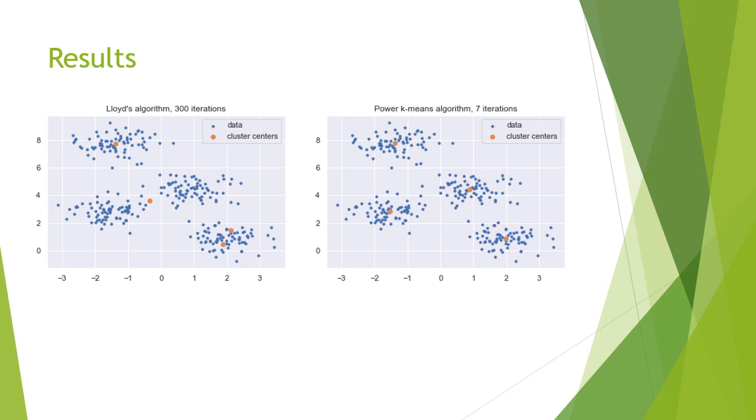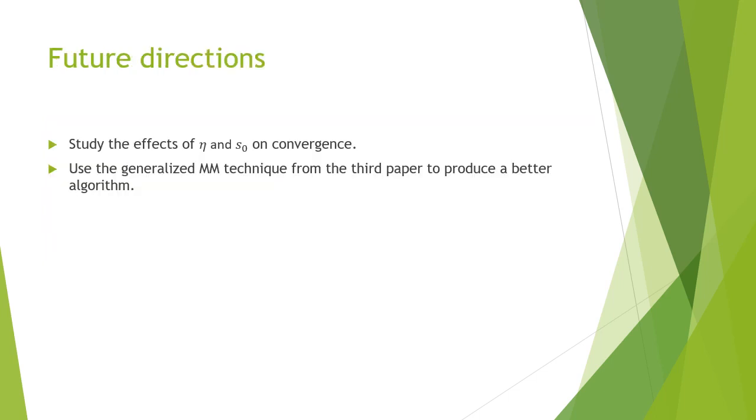These are the results of running the power k-means and the Lloyd's algorithm on a simple 2D data set of 4 clusters. We can see that even after 300 iterations, Lloyd's algorithm failed to converge because it got stuck in a local minima, whereas the power k-means algorithm converged globally within just 7 iterations. This is a pretty trivial example, but it can be shown that the power k-means algorithm works equally well in more complicated datasets. There are several avenues for future research.